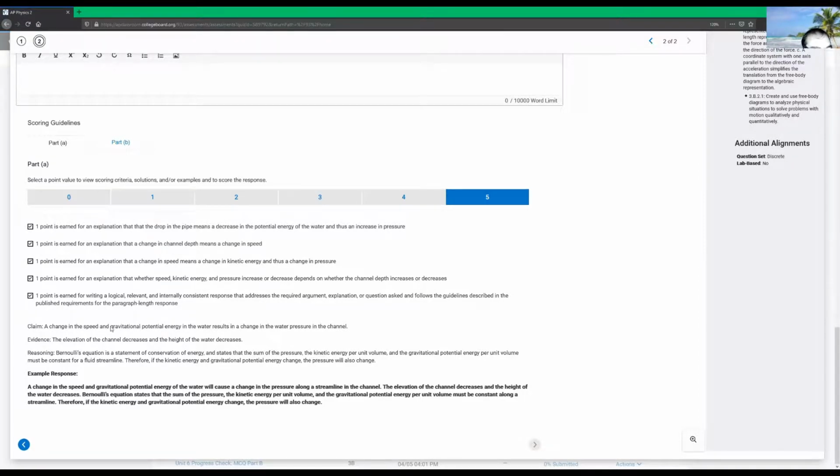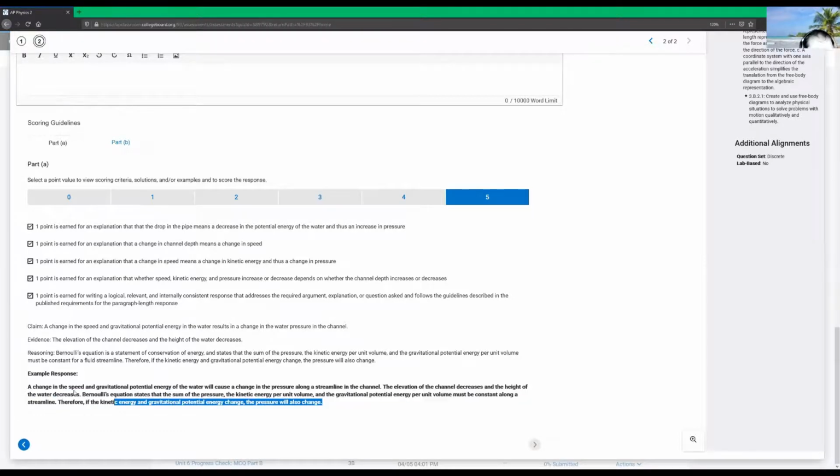A change in the speed and gravitational potential energy in the water results in a change in the water pressure in the channel. The evidence is the elevation of the channel decreases and the height of the water decreases. The reasoning here would be Bernoulli's equation is a statement of conservation of energy and states that the sum of the pressure, the kinetic energy per unit volume, and the gravitational potential energy per unit volume must be constant for a fluid streamline. Therefore, if the kinetic energy and the gravitational potential energy change, the pressure will change.